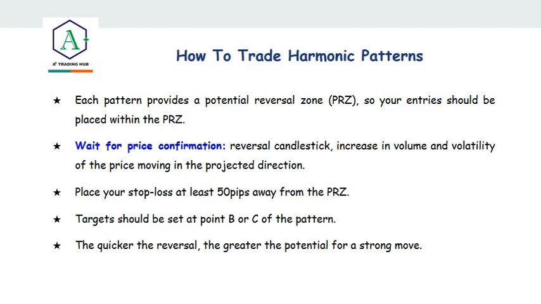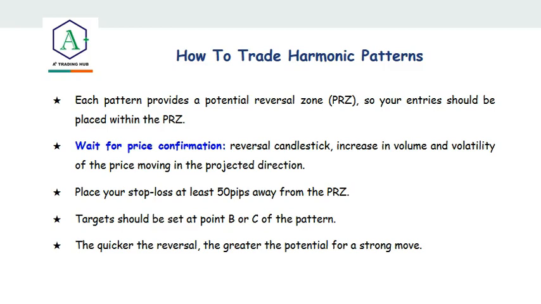So you place your stop loss at least 50 pips away from the PRZ, the potential reversal zone. The target should be set at the B or C point of the pattern. So the quicker the reversal, the greater the potential for a strong move.